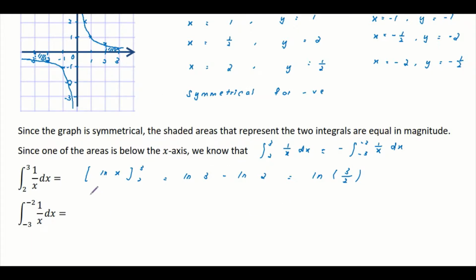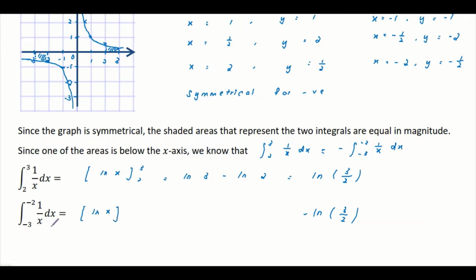Okay, so if the magnitudes are the same, what we should get as the answer for the other region is negative log 3 over 2. Correct, right? Because the idea is that we get the same magnitude, but in this case, because it's below the x-axis, you are getting a negative area. Okay, but now let's try this: you have ln x, right?